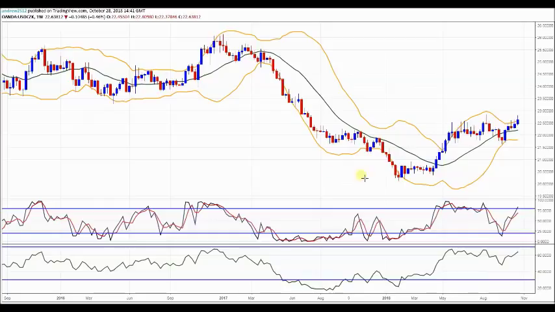Now, when we get down here, this final push down pushes it to oversold. It finds support, okay? And then we get a bit of sideways.